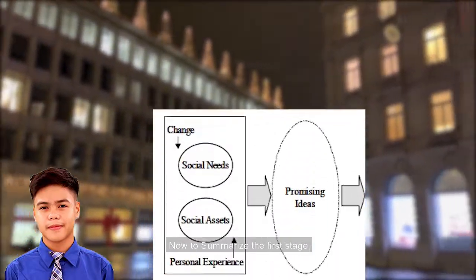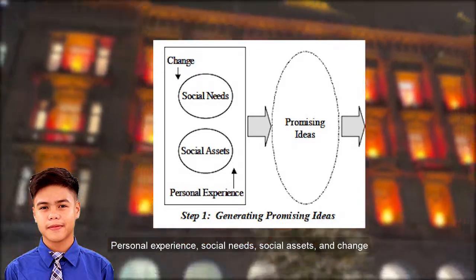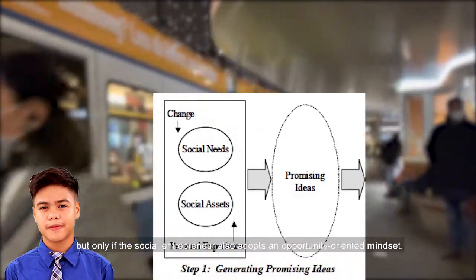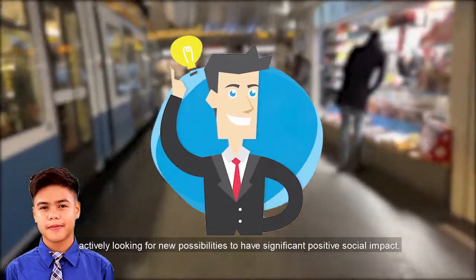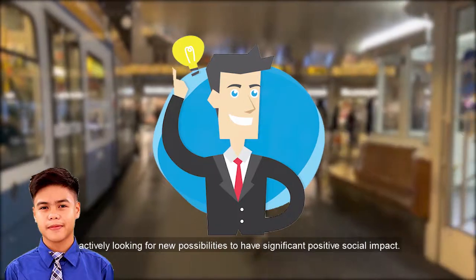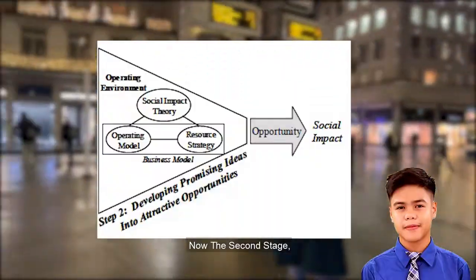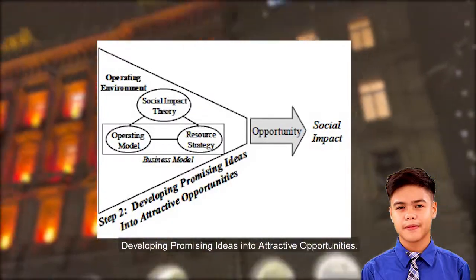Now, to summarize the first stage, personal experience, social needs, social assets, and change can stimulate promising ideas, but only if the social entrepreneur also adopts an opportunity-oriented mindset, actively looking for new possibilities to have significant positive social impact. Now, the second stage, developing promising ideas into attractive opportunities.